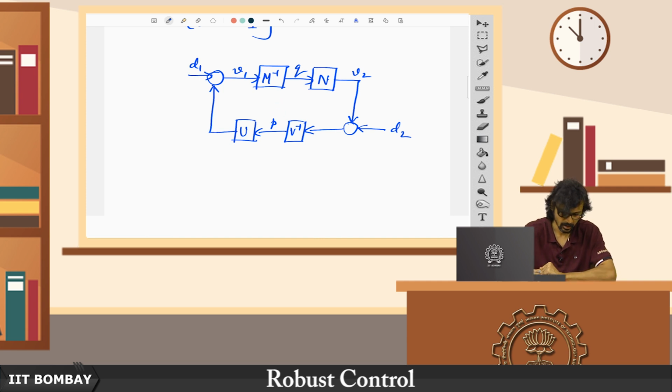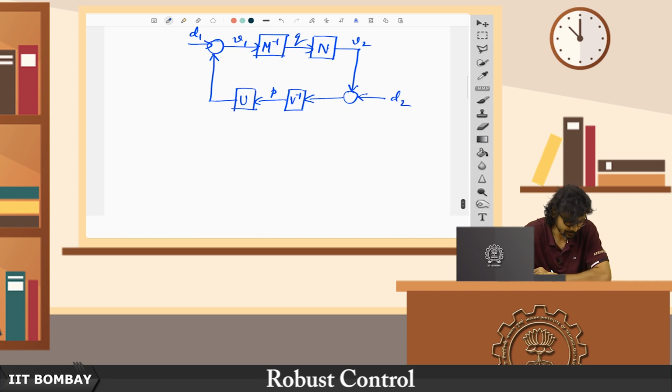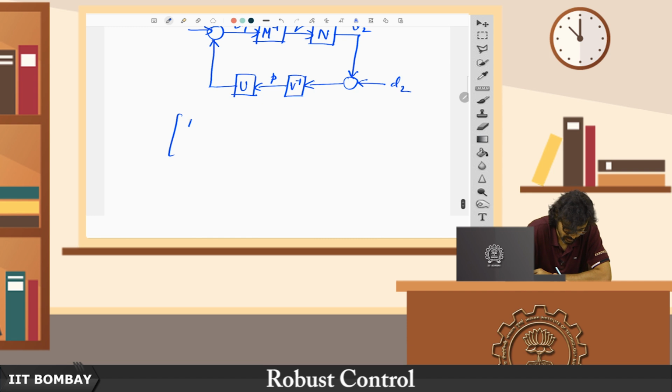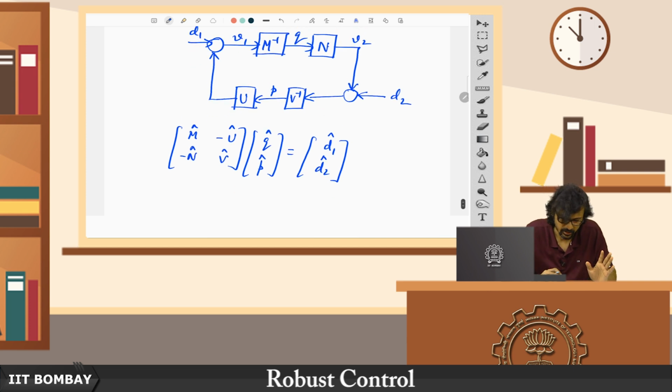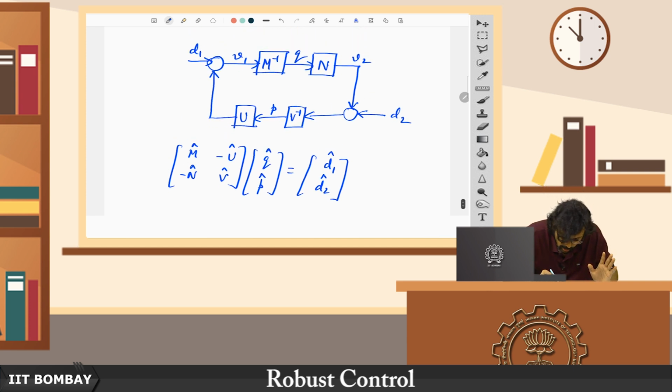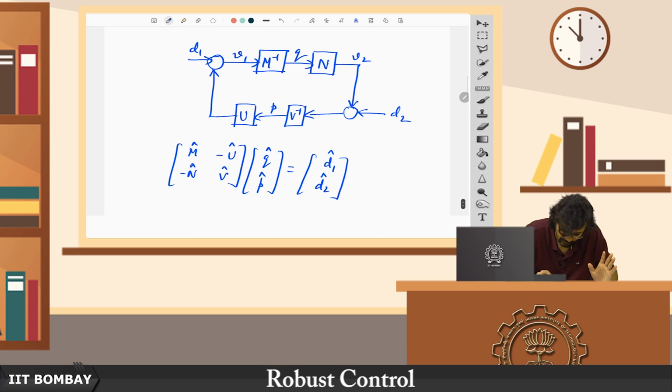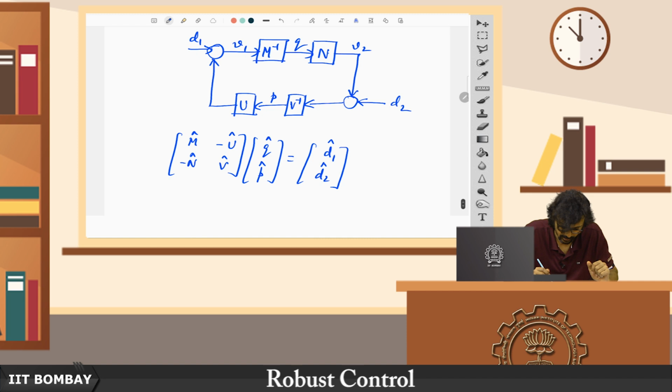Now, with this diagram in place, what can we write? We may write that [M hat, minus U hat; minus N hat and V hat] times [Q hat; P hat] is equal to [D1 hat; D2 hat]. Nothing special, I am just writing it in a matrix form. You see, M hat Q hat minus U hat P hat, that is equal to D1 hat, is it not?